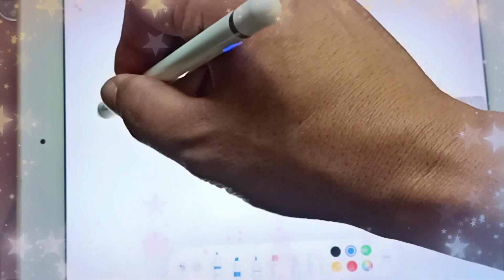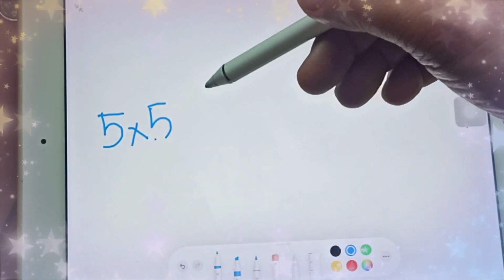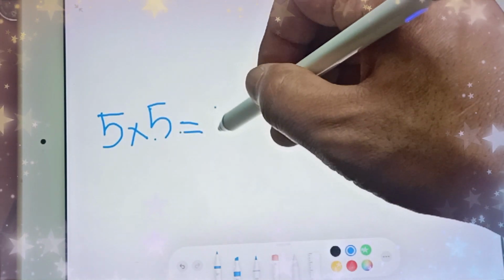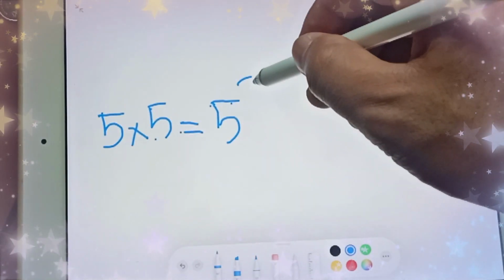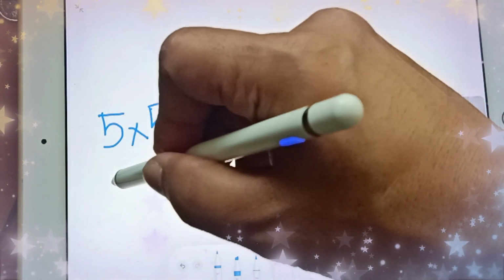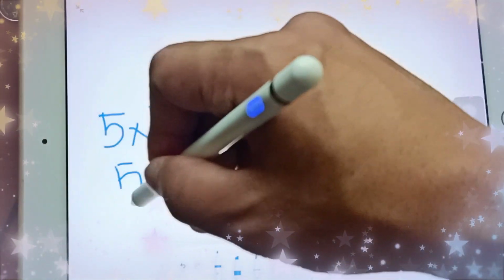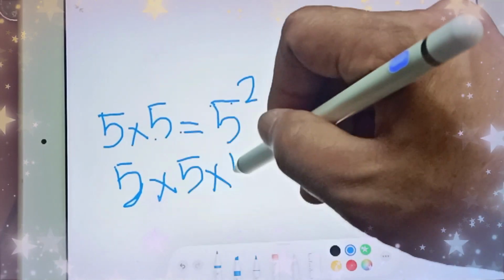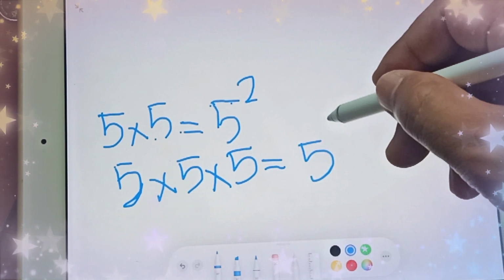And 5 times 5 can also be written as 5 square. And similarly, 5 times 5 times 5 can also be written as 5 cube.